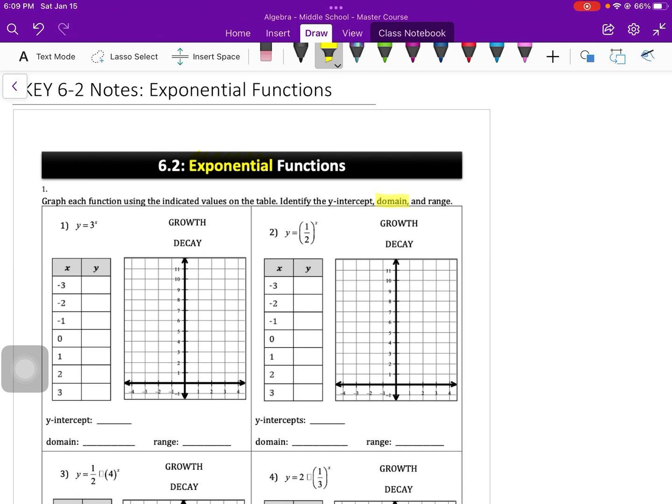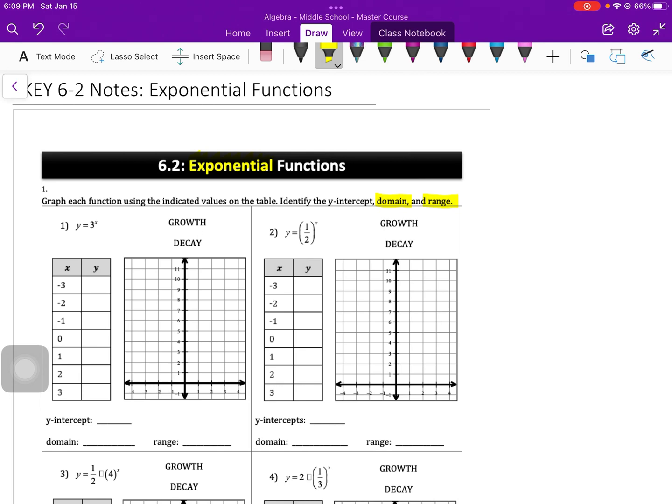So domain and range are going to be two new pieces of vocabulary today that we're going to talk about. Also, you probably see those words growth and decay. So we'll discuss those as well as we move through this first part of the lesson. To begin, let's just remember that anytime we want to graph a function, whether it's a linear function or an exponential function or any other kind of function, we can always create a table of values. So that's why we've chosen to do that.